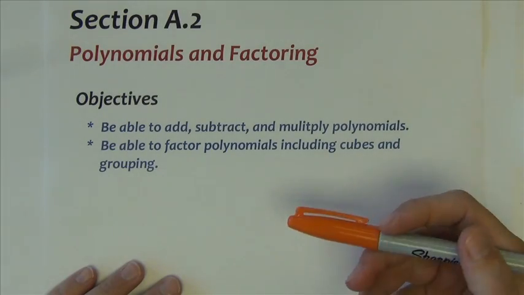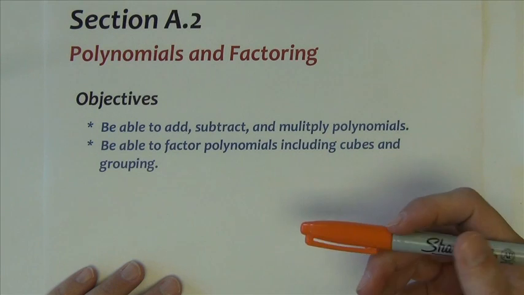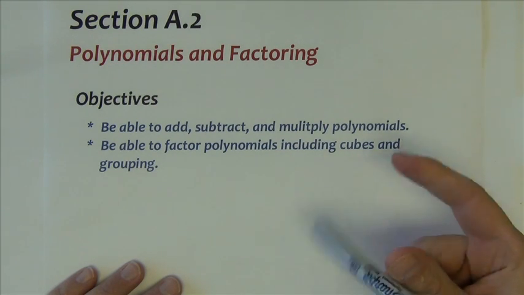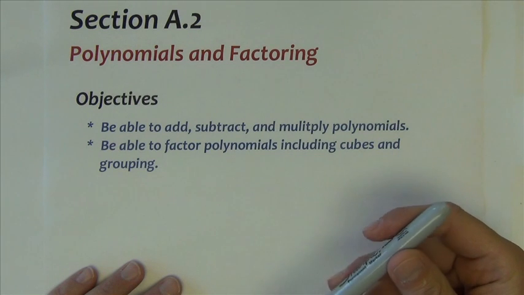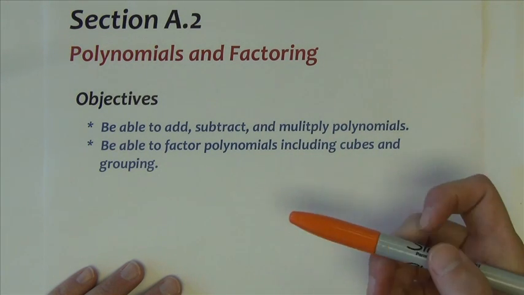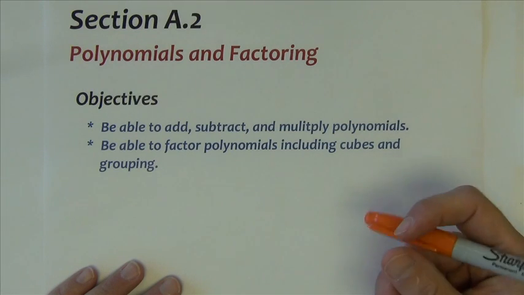In this second section of the appendix, A2, we're going to look at polynomials and factoring of polynomials. Specifically, we'll look at three operations, addition, subtraction, and multiplication of polynomials, and then we'll look at some patterns and ways that we can factor polynomials as well.